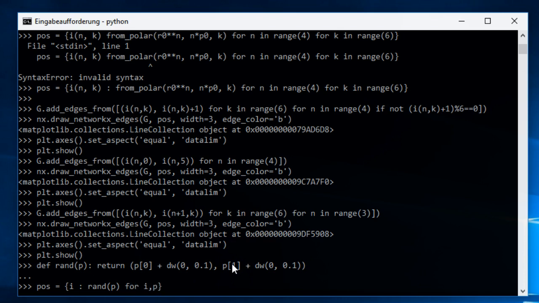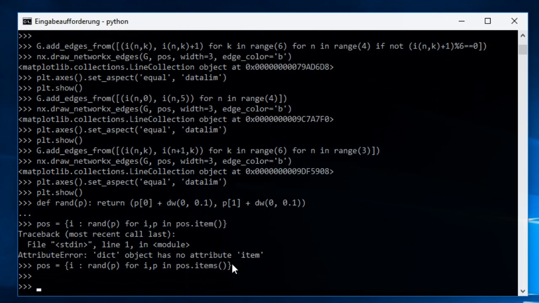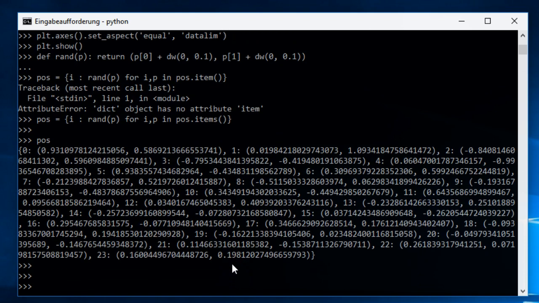So for I, P, this is the syntax for comprehension in a dictionary. I is the index of the previous pos dictionary, and P is the position, which was the value. And then I have to say dot item. You don't have to do that in Python 3, by the way, but I think I'm using Python 2, I'm not sure. No, actually, what? Oh, it's items. So let's see how random that looks. It looks sort of random, but I couldn't tell because I was using square root of 3 and stuff, right? So okay, I hope that worked.